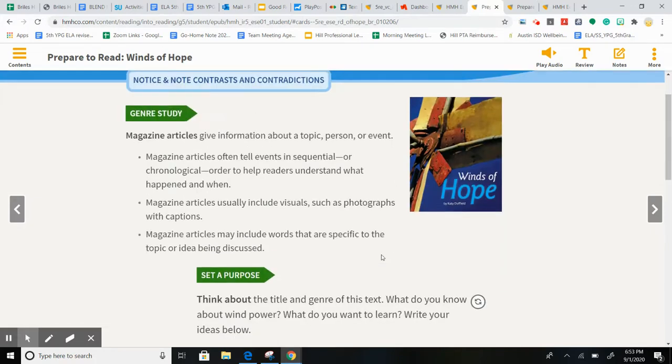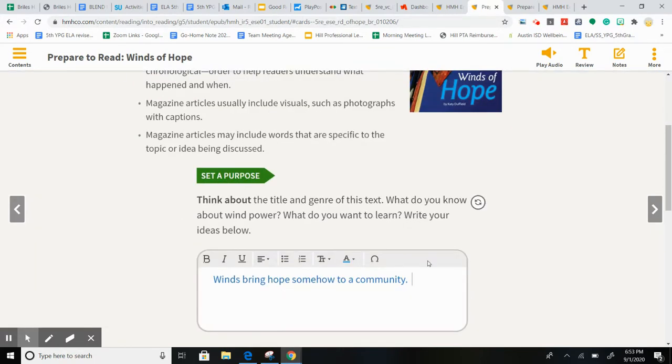And I'm thinking, that's a windmill. So what type of hope can it bring? So windmills can bring hope of power to run electricity, right? So let's do that.